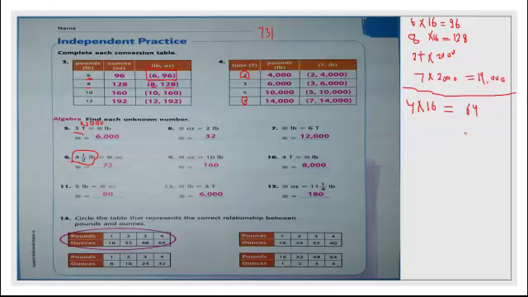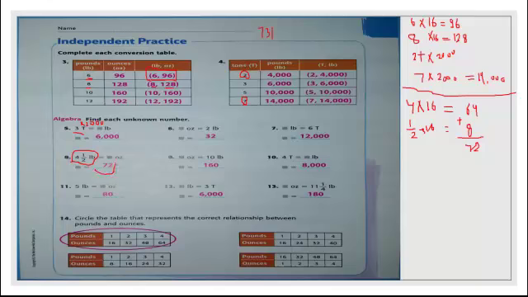Then half of 16 will give us 8. Then I'll add this 64 plus 8. This 64 plus 8 will give us 72. So the answer is 72.